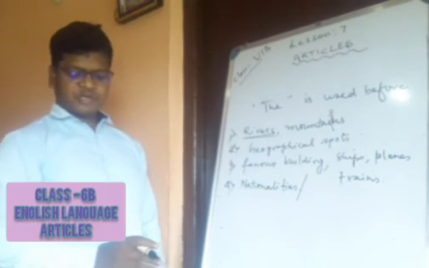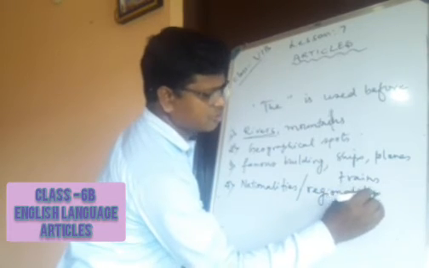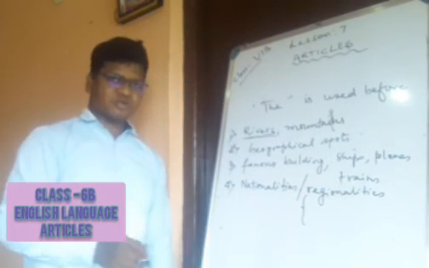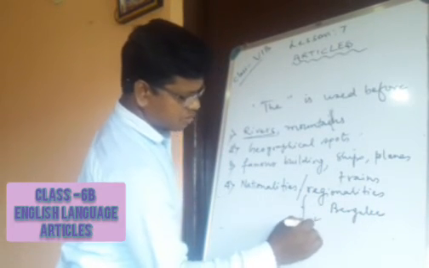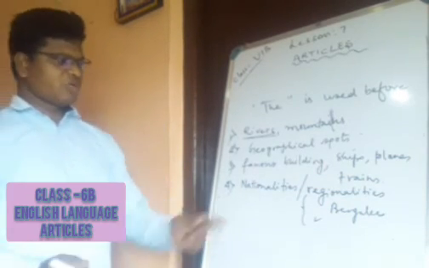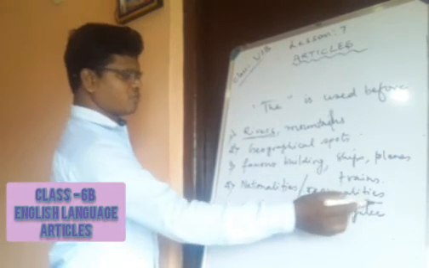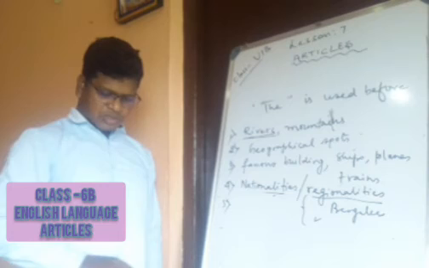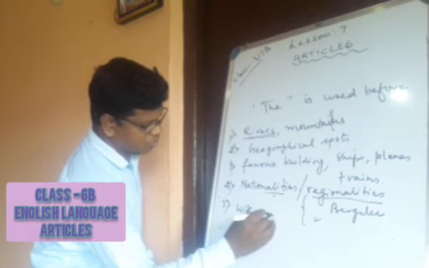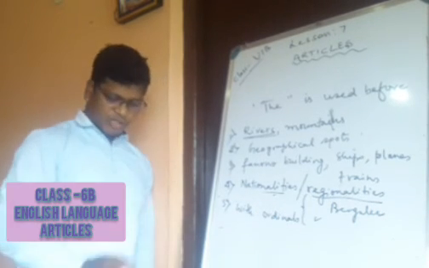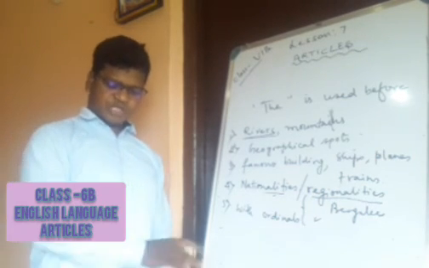And we also use "the" before regionalities. That means if you are from West Bengal, you will be known as Bengali. If you are from Punjab, you will be known as Punjabi. If you are from Assam, you will be known as Assamese. That is about regionalities. And with ordinals also. Ordinal means first, second, third, fourth, fifth, etc. So before that we also use "the".